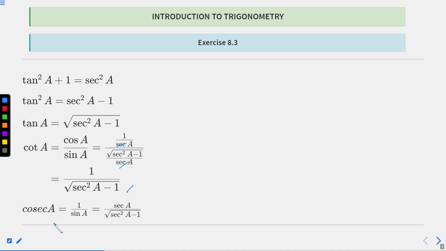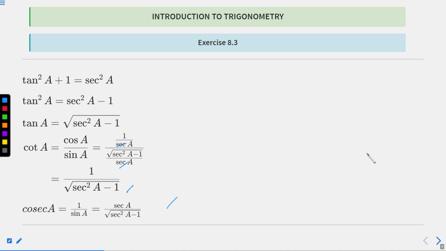We know cosec A is the reciprocal of the sin A function. So cosec A is equal to 1 by sin A, and we have expressed sin A in terms of sec A as square root of sec square A minus 1 divided by sec A. So cosec A is equal to 1 by sin A, which is equal to sec A divided by square root of sec square A minus 1.